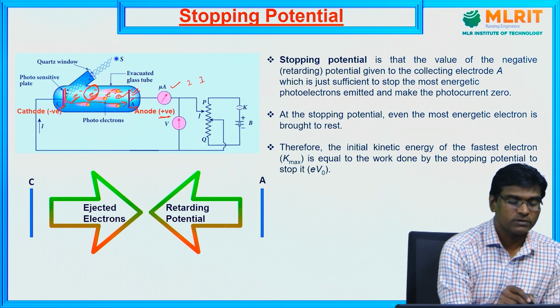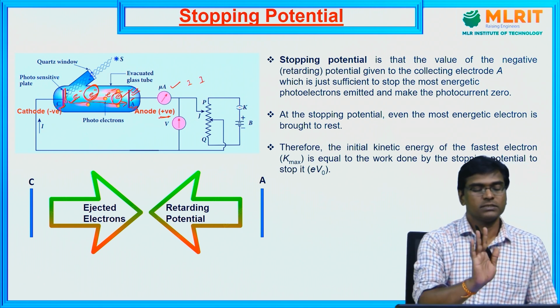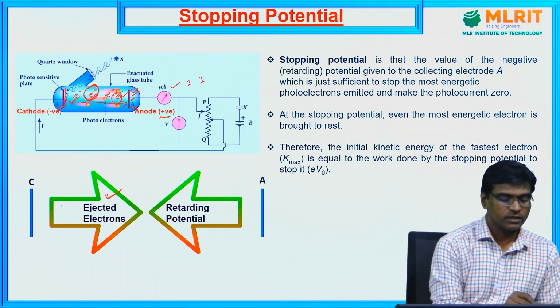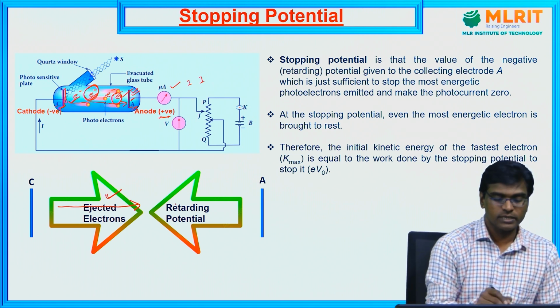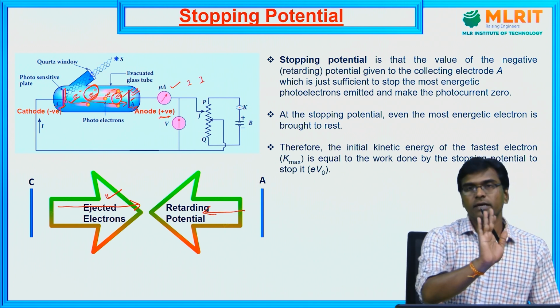So there is a repulsive force existing between the incoming electrons and the plate A. So what is this negative force? Here you can see the ejected electrons are coming towards the A terminal. Then we are applying the negative retarding potential, right? It is opposing the incoming electrons.